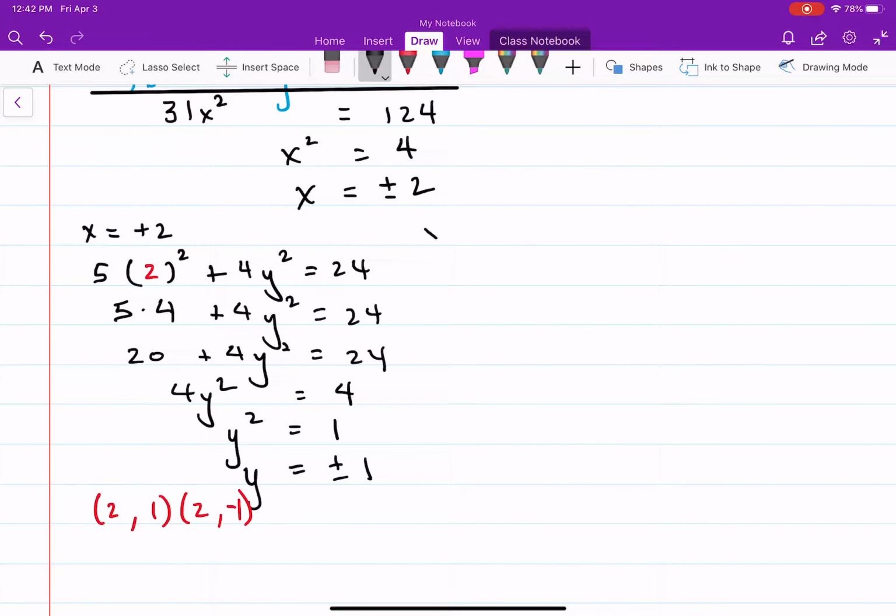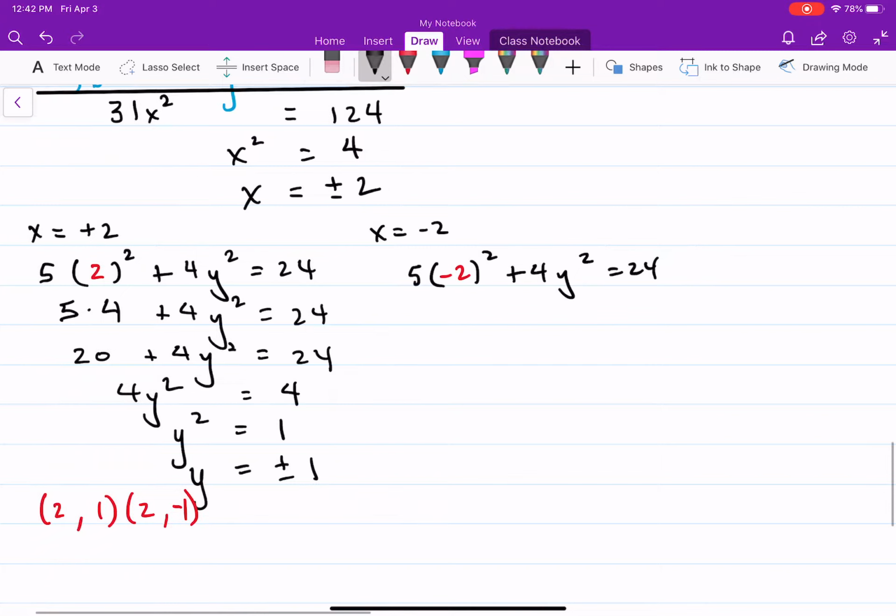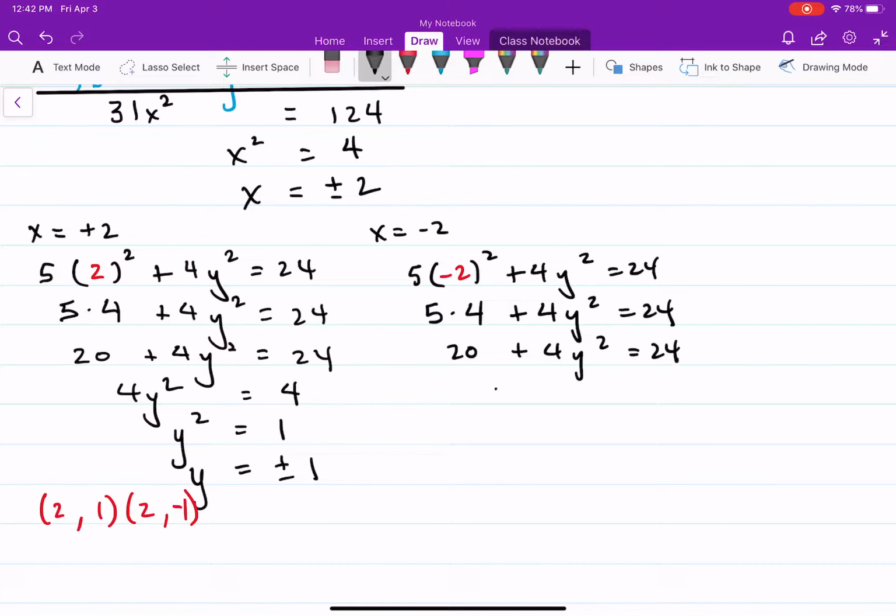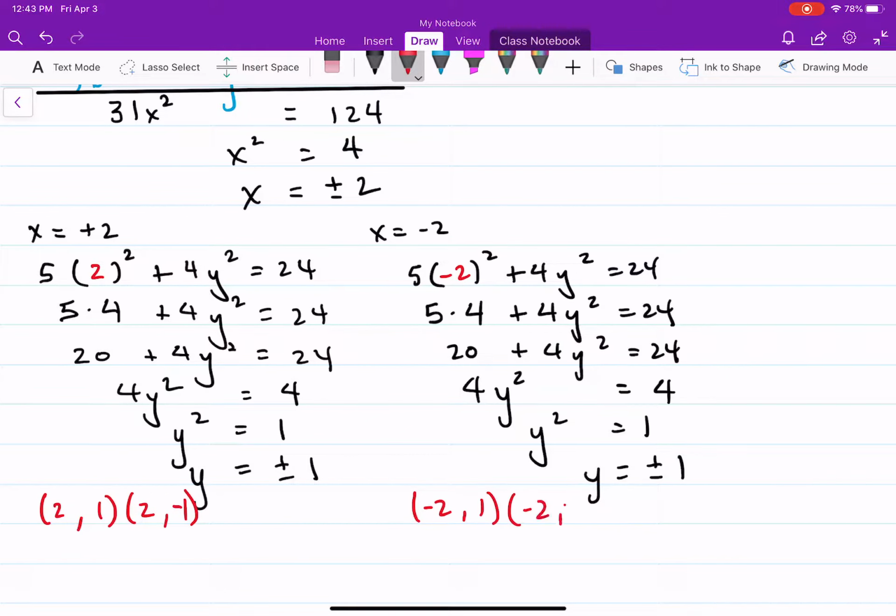Okay, so what happens if x is equal to negative 2? Well, that would be 5 times negative 2 squared plus 4y squared equals 24. So this is still going to be 5 times 4 plus 4y squared equals 24. If you notice, that looks exactly the same as the one to the left. So 20 plus 4y squared equals 24, so 4y squared is equal to 4, so y squared is equal to 1, so y must equal positive or negative 1. Same idea: one x value gave me two y values. So when x is negative 2, y can be 1 or negative 1. In this case, I actually have 4 answers.